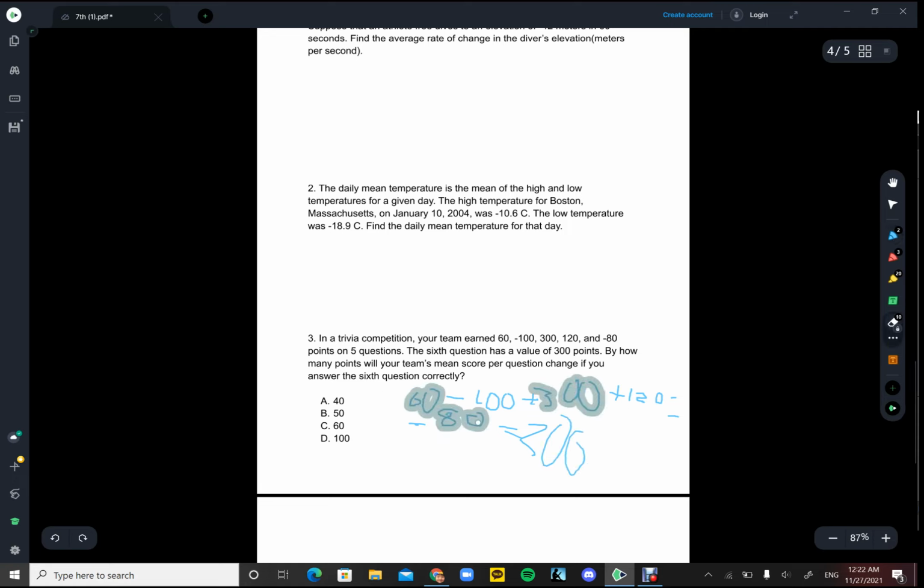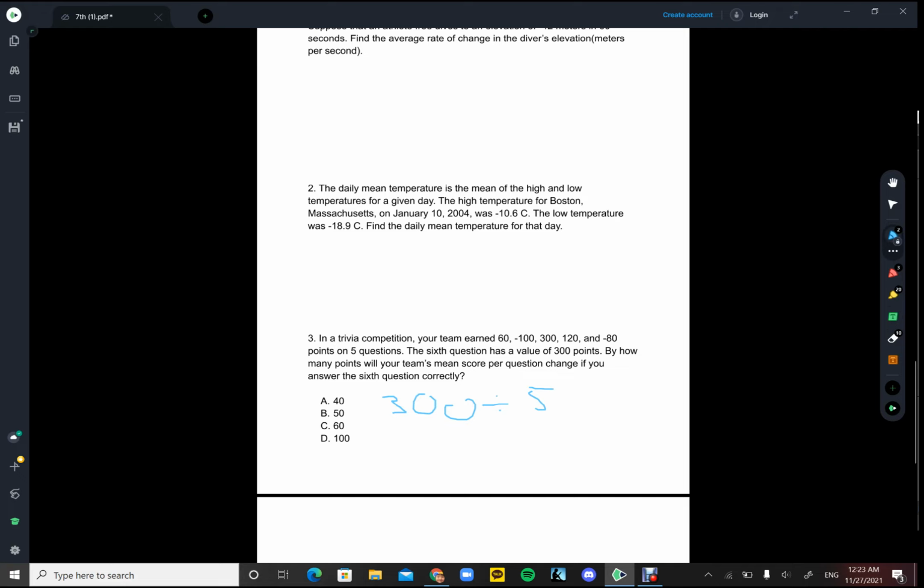And to find the mean, you would have to divide the whole sum, which is 300, by the number of values in the data. So the number of values in the data would be 1, 2, 3, 4, 5. 5 questions, so 5 values. So you divide 300 by 5. And when you divide 300 by 5, you would get the value of 60. So currently your mean is 60.